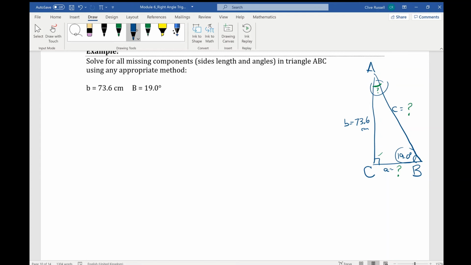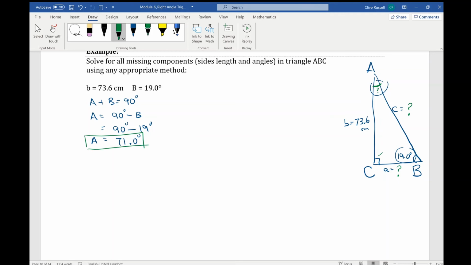So we know that A plus B is 90 degrees, and we want to solve for A. So we could say that A then is 90 degrees minus B, which is the same as 90 degrees minus, we know that B is 19 degrees. So A then is 90 minus 19, which is 71.0 degrees. So that's our angle A.